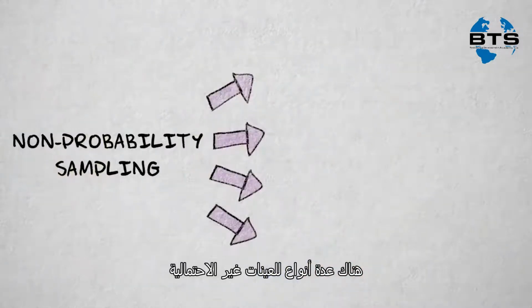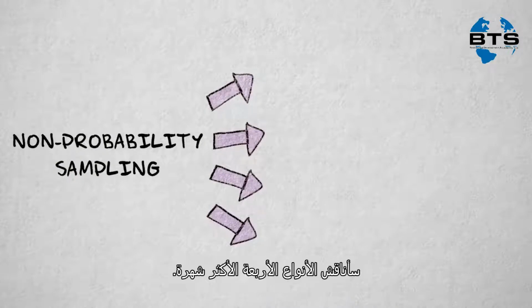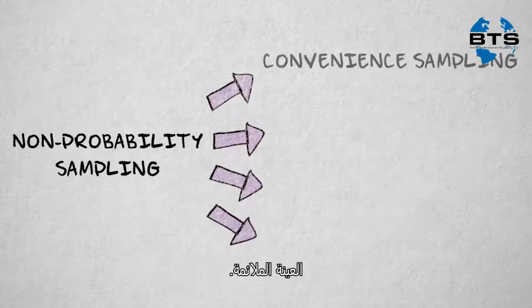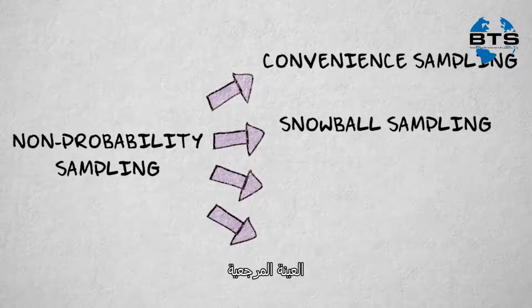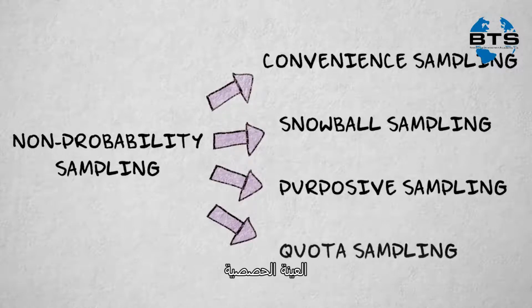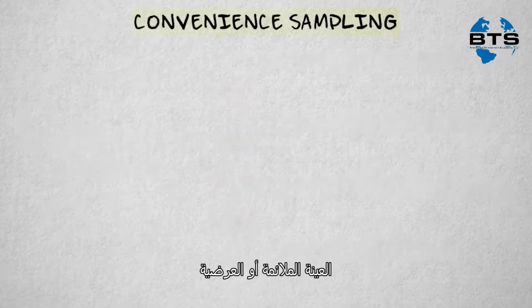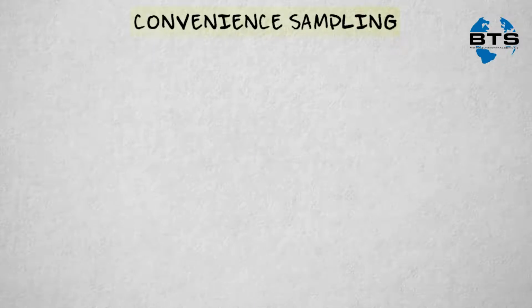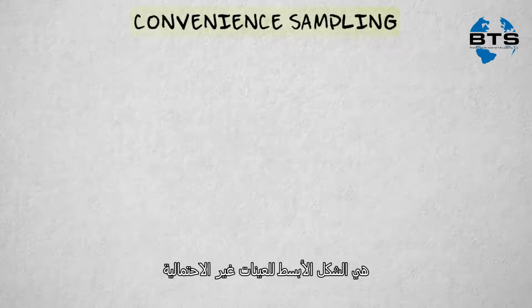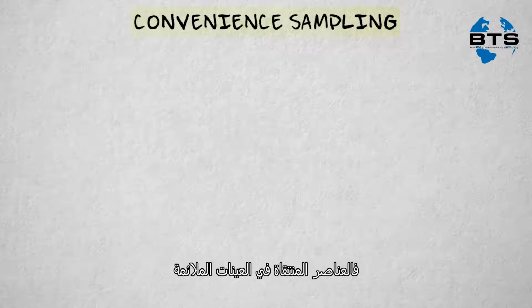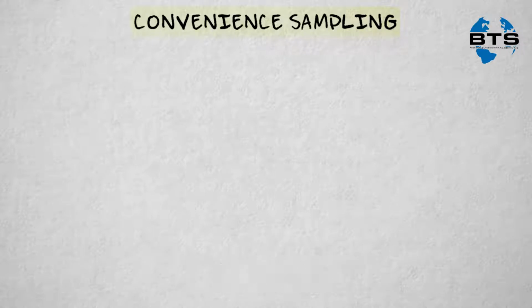There are several types of non-probability sampling. I'll discuss the four most common types: convenience sampling, snowball sampling, purposive sampling, and quota sampling. Convenience sampling, or accidental sampling, is the simplest form of non-probability sampling. In convenience sampling, elements are selected that are the most convenient, the most easily accessible.